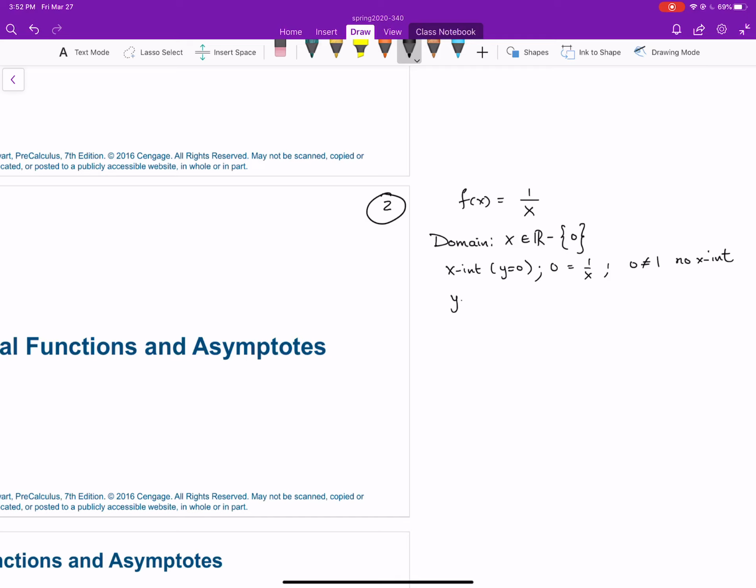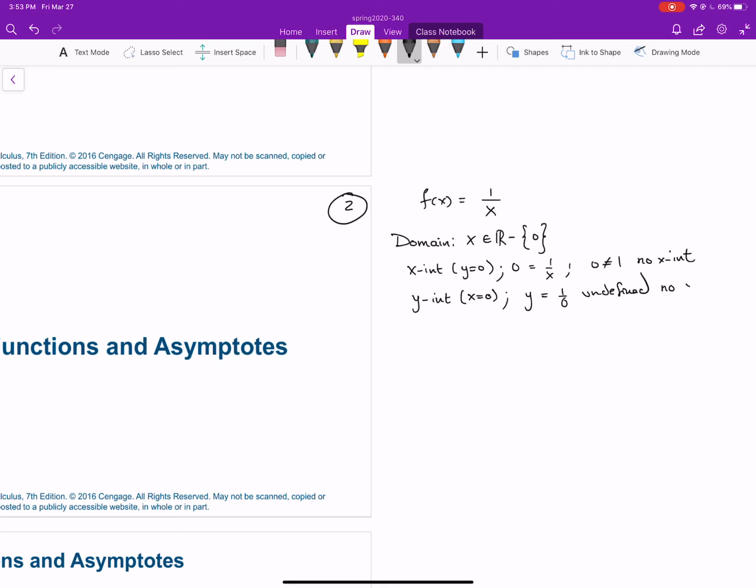And then we have the y-intercept, which is when x is 0. In our case, y is equal to 1 over 0, which is undefined. So again, we have no y-intercept. That's just coming from our prior knowledge. We could find the domain, the x-intercept, and the y-intercept. Now, we could also do something that we did last term. We could look at the end behavior.